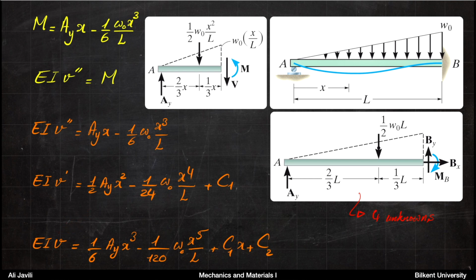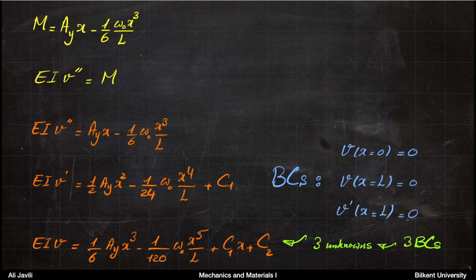Now you can see that you have two unknowns here that are the constants, but also you have Ay itself as unknown of the problem. So we don't know what Ay is either. But it's not a big problem, because if we use three boundary conditions, we can solve for these three unknowns. And that's what we want to do.